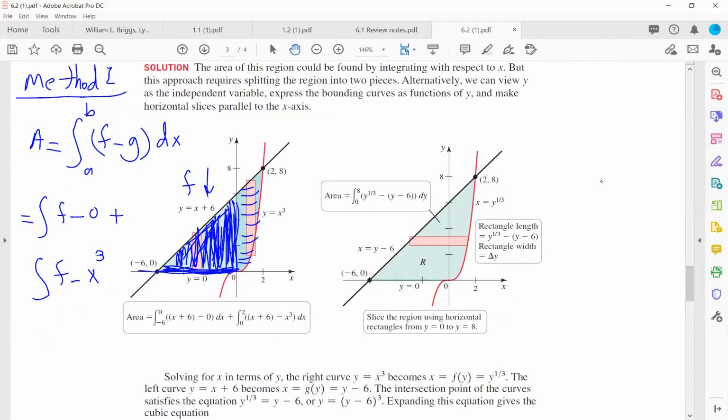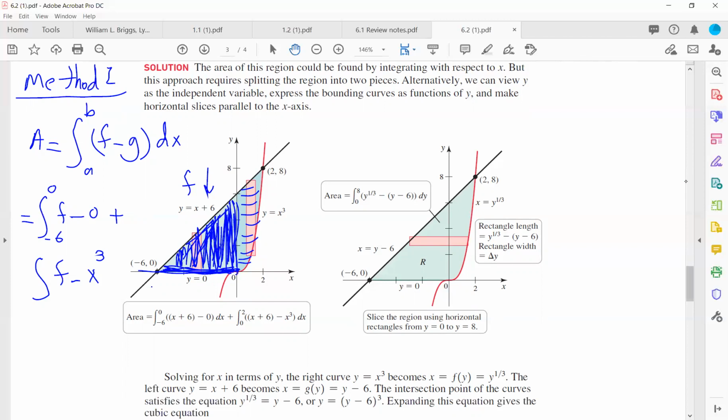On the left-hand side, you have this portion. To find the lower bound, you set x plus 6 equal to 0, so your x is negative 6. This is your lower bound, negative 6. Your upper bound is 0, so negative 6 to 0. First, you have to calculate this integral. Then you move on to the second part.